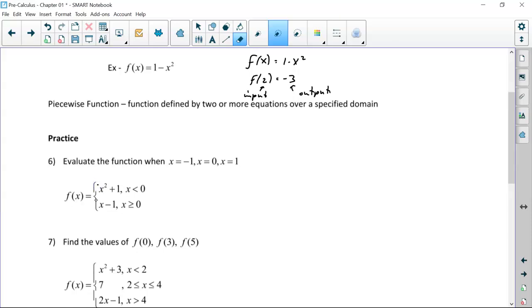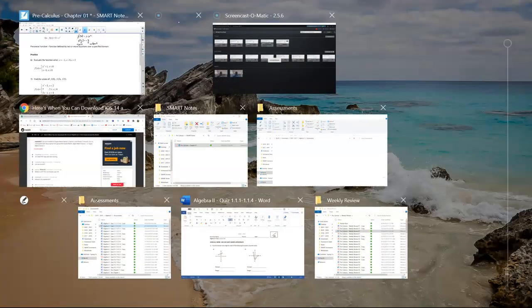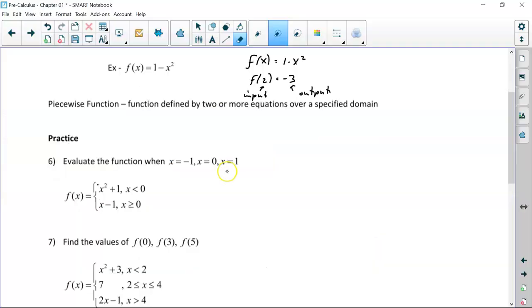minus 1. So what we want to do is we want to look at our inputs and decide which of the equations we use. So for f of negative 1, the top one is for when x is less than 0. Since negative 1 is less than 0, we're going to use that x squared plus 1, the top one. So it's negative 1 squared plus 1. So f of negative 1 equals, negative 1 squared is 1 plus 1. So f of negative 1 equals 2.